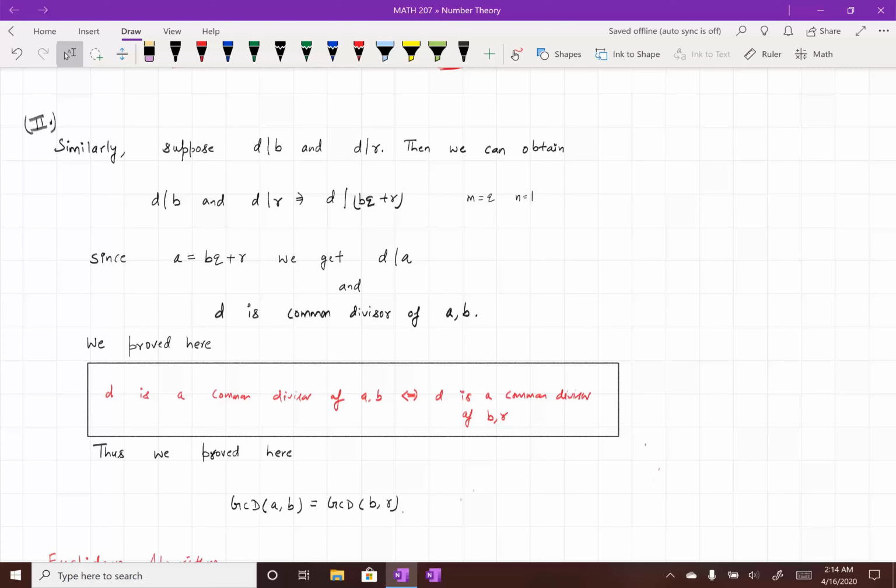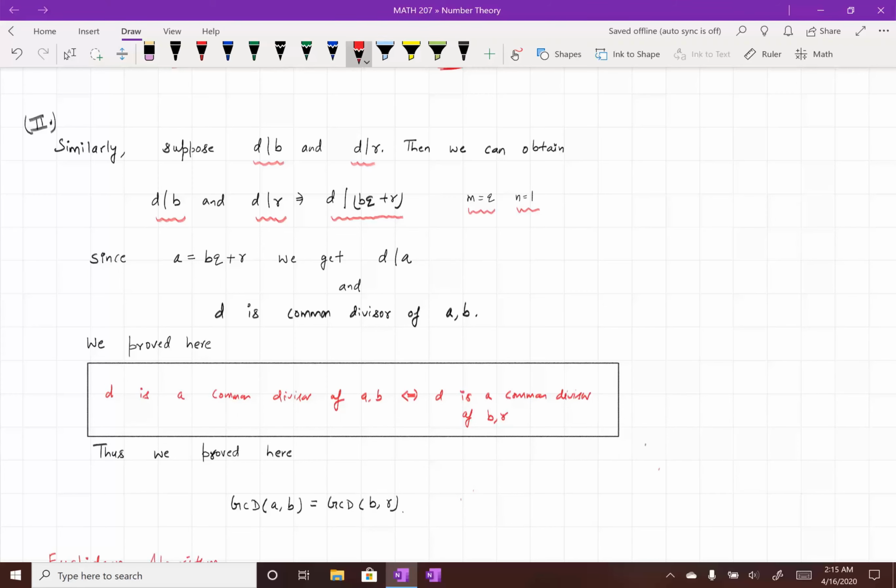Similarly, we can prove the converse of that statement. This time suppose D is a common divisor of B comma R, that means D divides B and D divides R. Then again we can use our earlier result with the value of m equal to q and n equal to 1, and from that statement we can conclude if D divides B and D divides R, then this implies D divides B times q plus R, where you put m equal to q and n equal to 1.